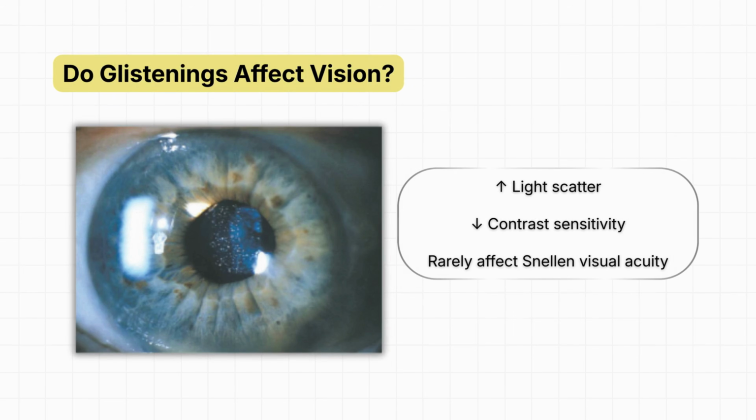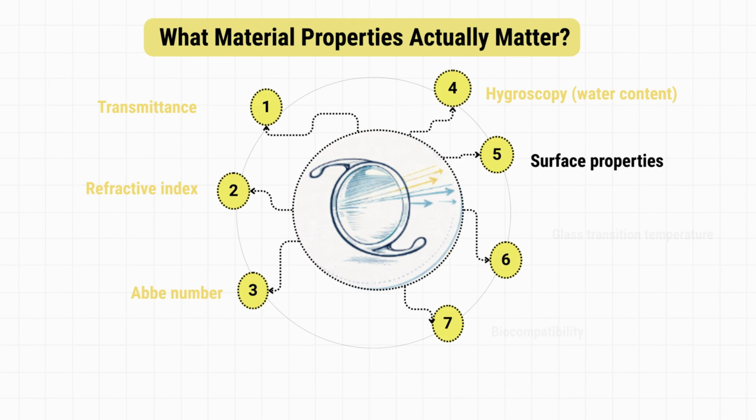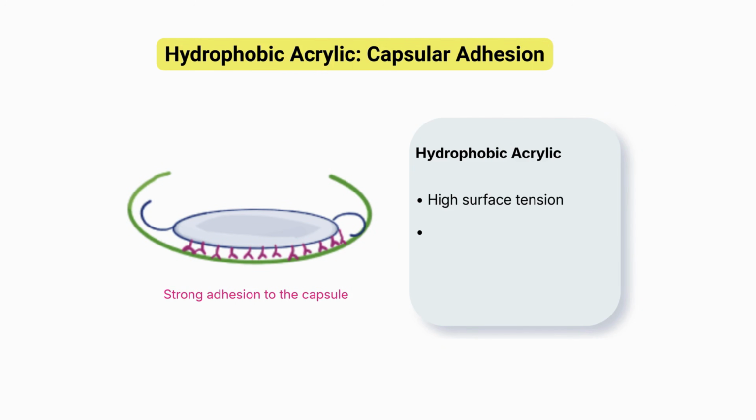Glistenings can reduce contrast sensitivity. However, they rarely affect the Snellen visual acuity. So hydrophobic acrylics offer low PCO rates but at the cost of potential glistenings. Next, we'll talk about the surface properties. Another reason why PCO formation is less in case of the hydrophobic lenses is also because of their property of capsular adhesion. Let's understand why hydrophobic acrylic sticks better to the posterior capsule.